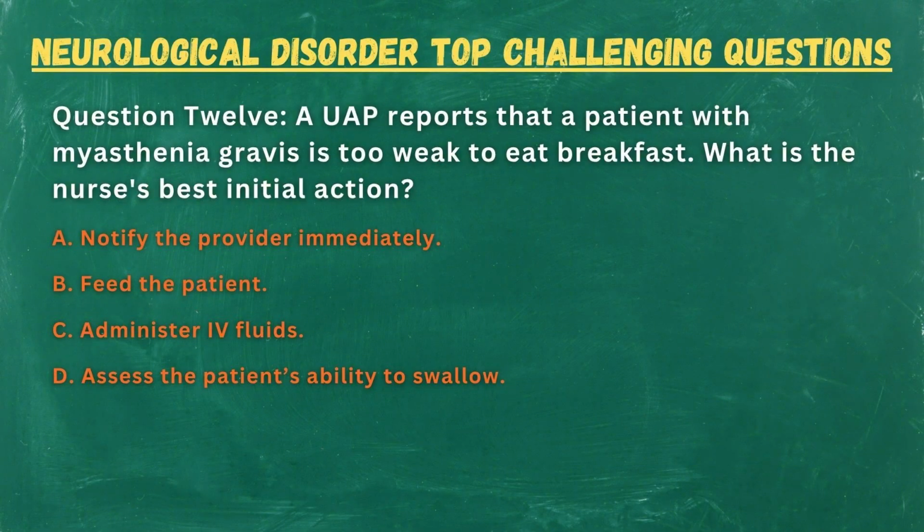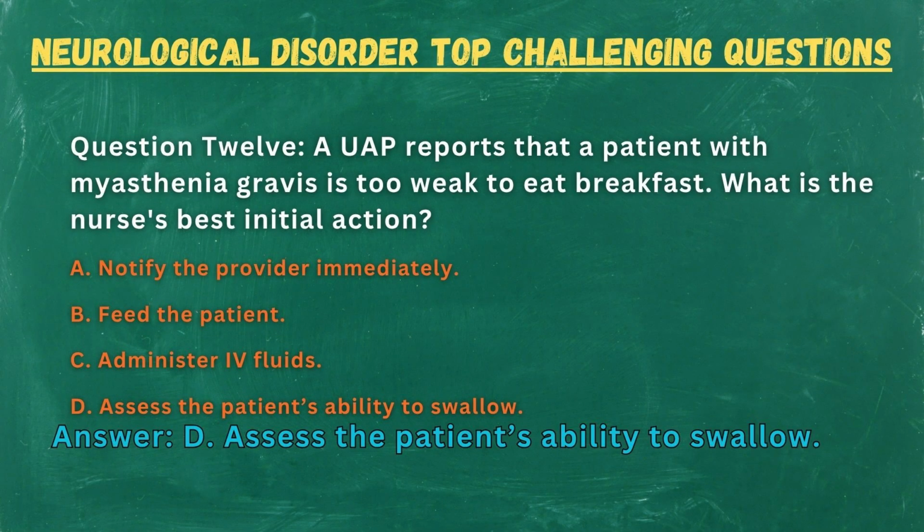Question 12. UAP reports that a patient with myasthenia gravis is too weak to eat breakfast. What is the nurse's best initial action? A. Notify the provider immediately. B. Feed the patient. C. Administer IV fluids. D. Assess the patient's ability to swallow. Answer: D. Assess the patient's ability to swallow.